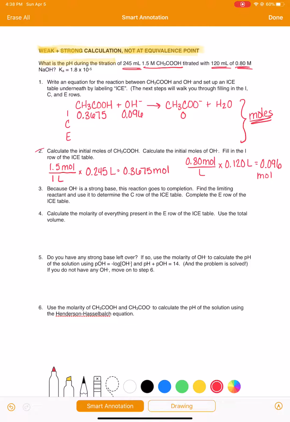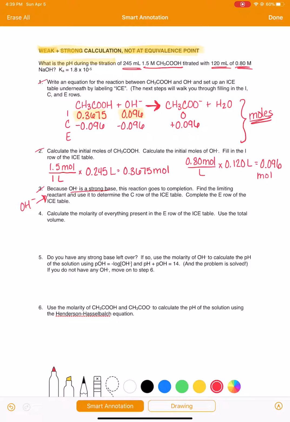So that's step 2. Because the hydroxide is a strong base, the reaction goes to completion. That's why we have just the forward arrow, no equilibrium arrow. So that means we need to find the limiting reactant of our two reactants, and it could be either one. For this particular problem, our limiting reactant, the thing that we have the least of, is the hydroxide, the OH-. We only have 0.096 moles, and we'll use that to determine the C, the change row, because it's completely reacting. We're going to get rid of all of it. So minus x, plus x, the 0.096 is the same all the way across that C row.